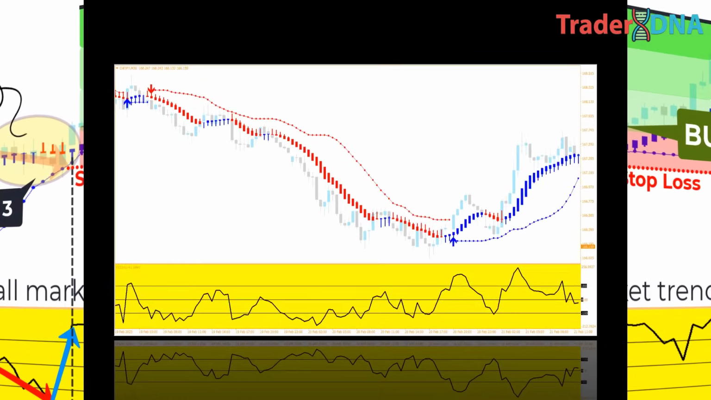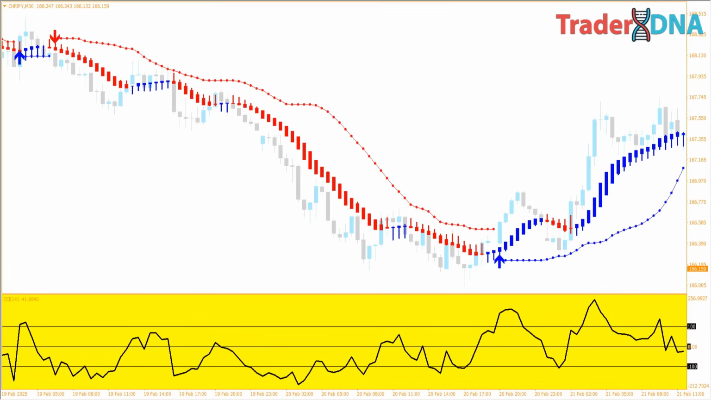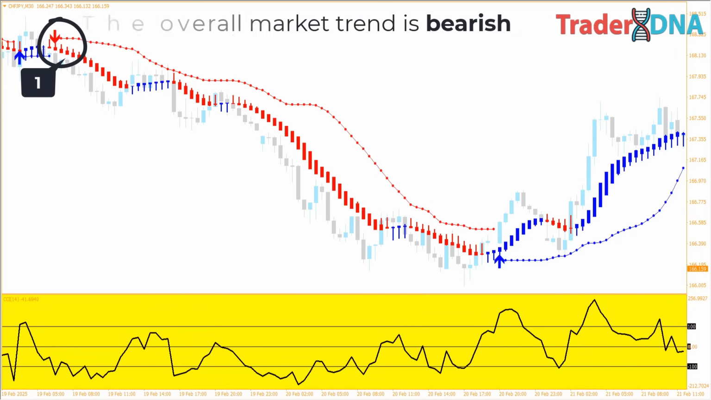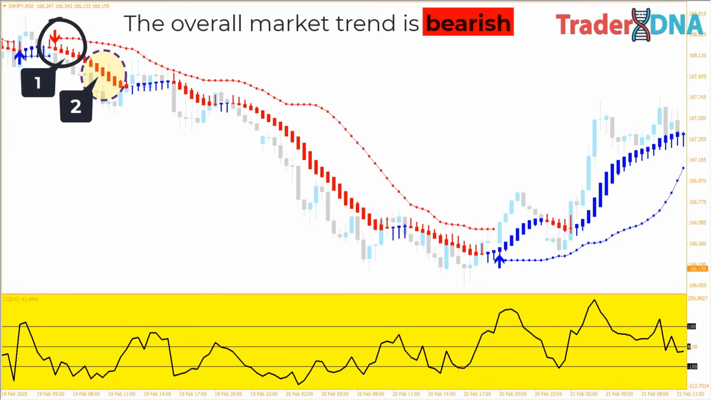Take a look at this chart. You can clearly see that Profitable Strategy 1 and Profitable Strategy 2 are both red, and that tells us something important. The first trading rule is met, confirming that the overall market trend is bearish. Now, within this downtrend, we see a strong bearish candle forming on Profitable Strategy 2. This signals that the market isn't just bearish, it's in a strong bearish trend with strong selling pressure. And just like that, trading rule number 2 is confirmed.